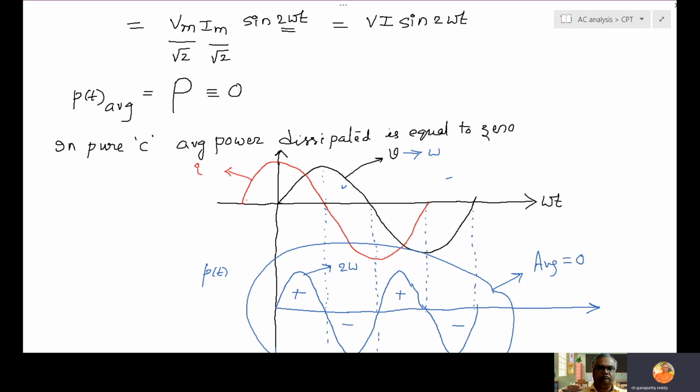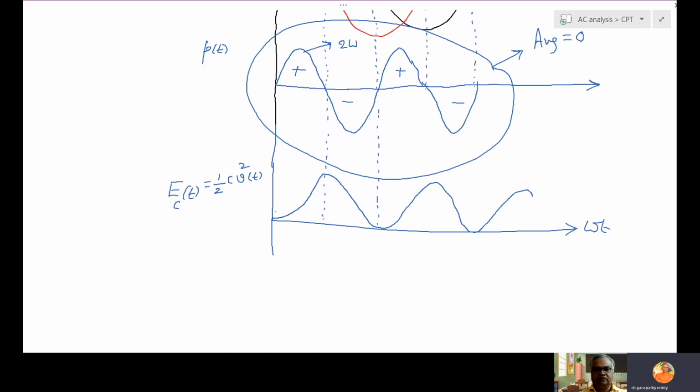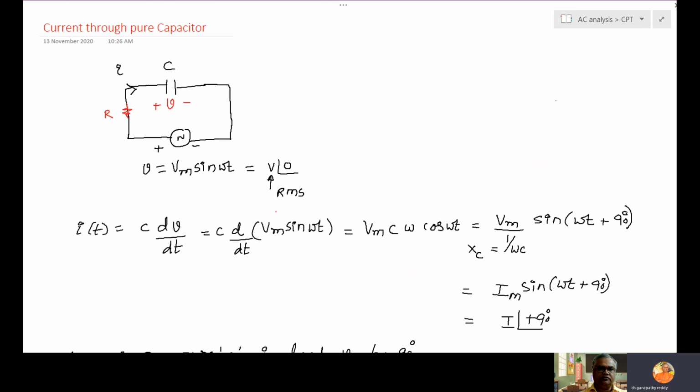And graphically, we are showing that current is leading. Leading means it should touch the time axis before the voltage. So that's why it is a leading waveform. So these are the important conclusions.